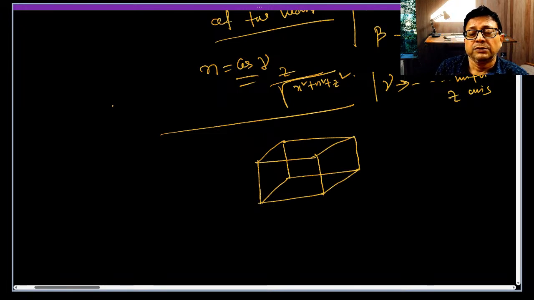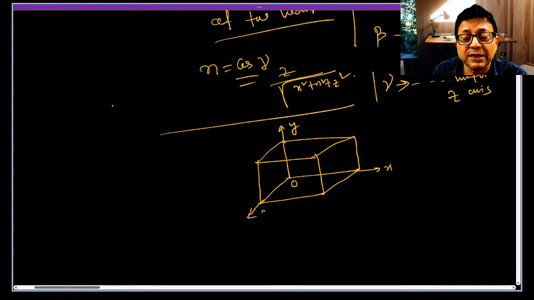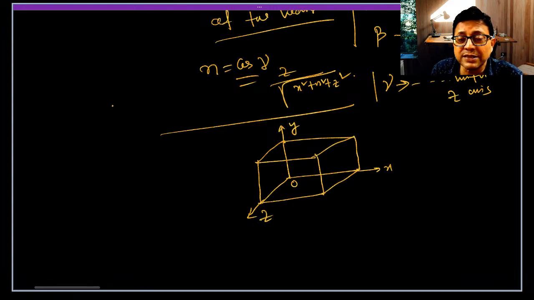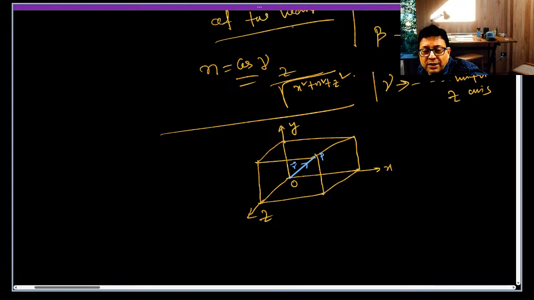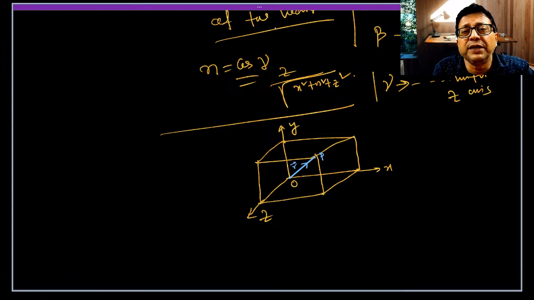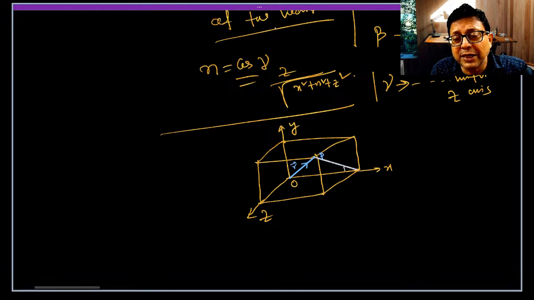Yeah. So in this cuboid, if this one is along the x-axis, this along the y-axis, and this is along the z-axis, and r equal to OP is the vector. So if you join from here to here, this angle has to be 90 degrees.